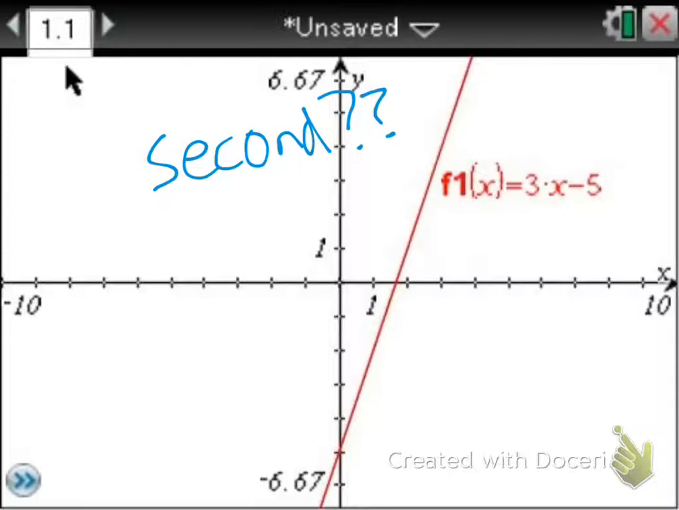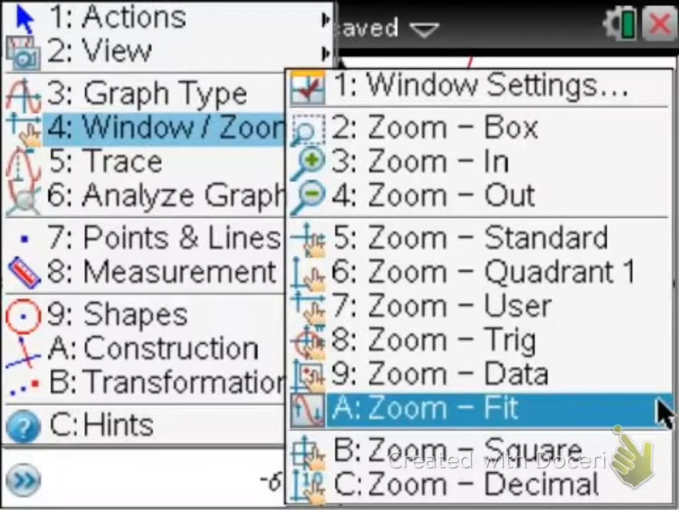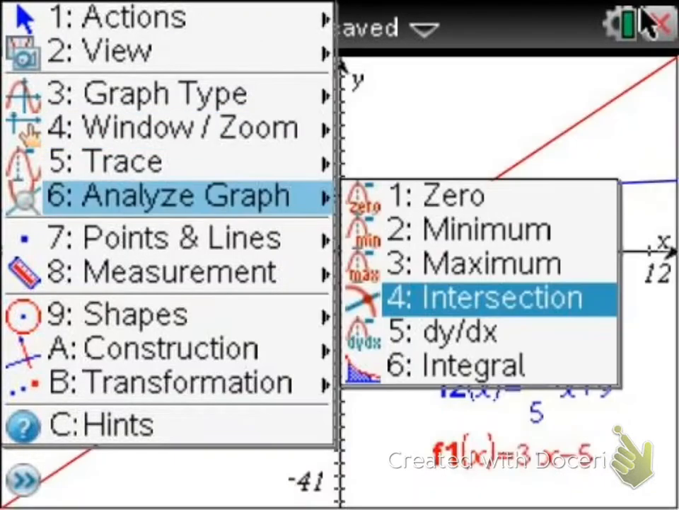After you do that, you're going to have to go to menu, then Window Zoom. After Window Zoom, you want to select Zoom Fit. So I'm going to write that step here: Window Zoom, Zoom Fit.